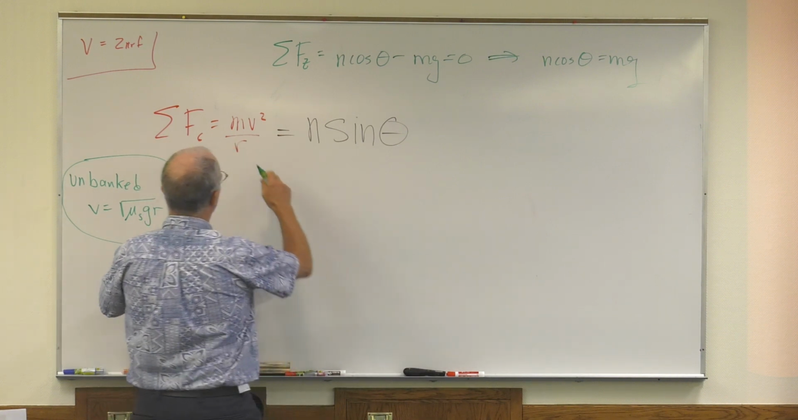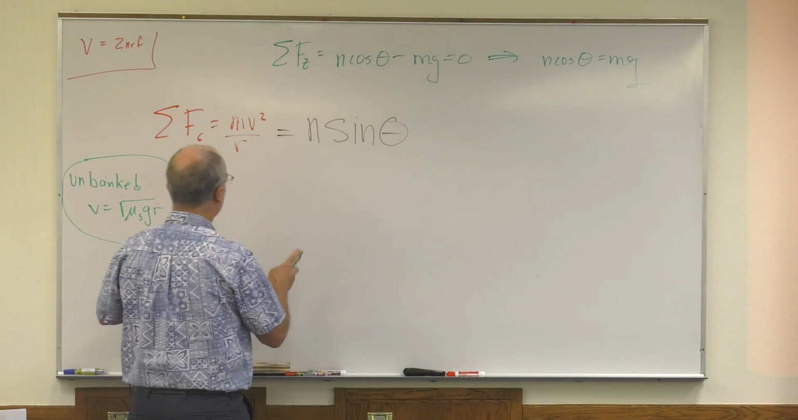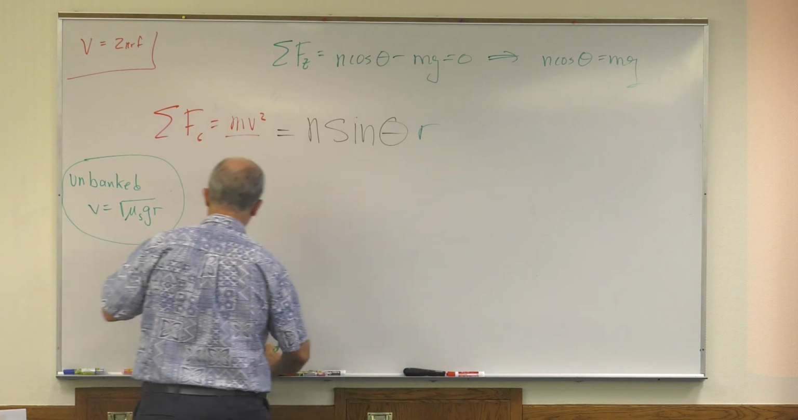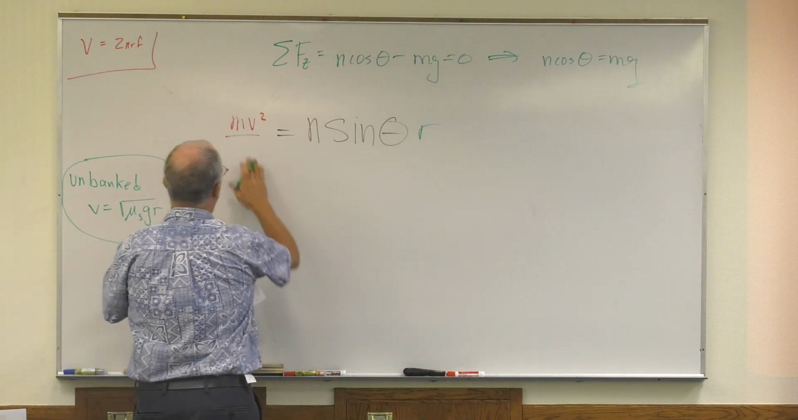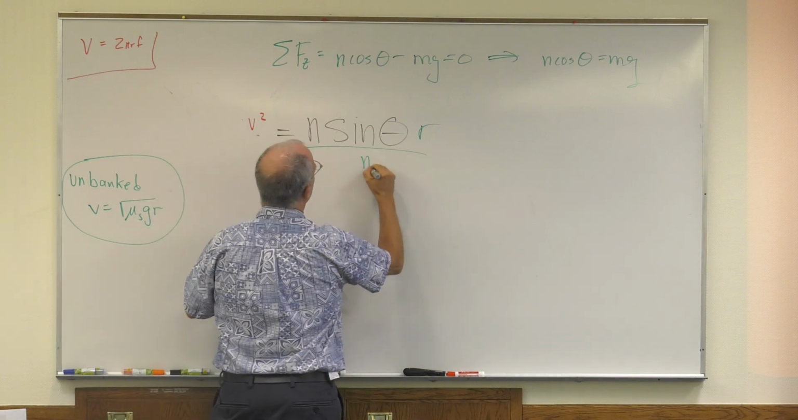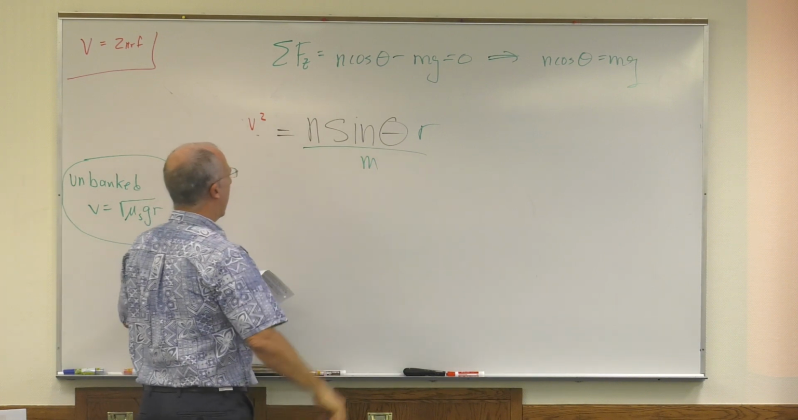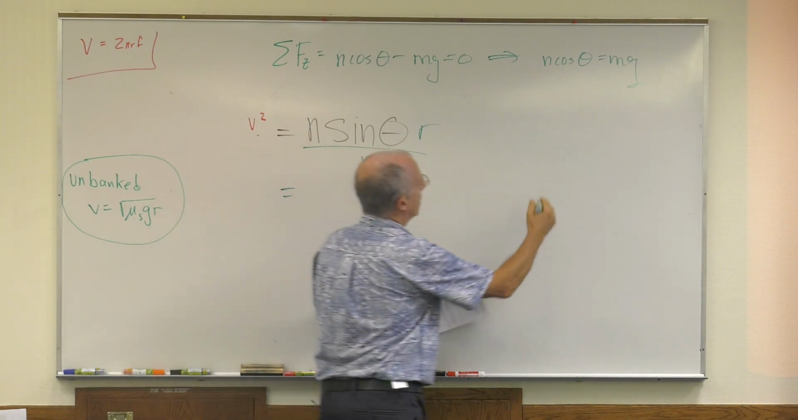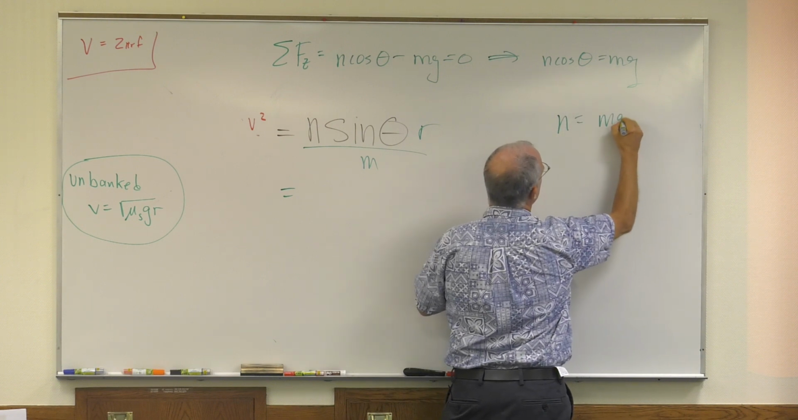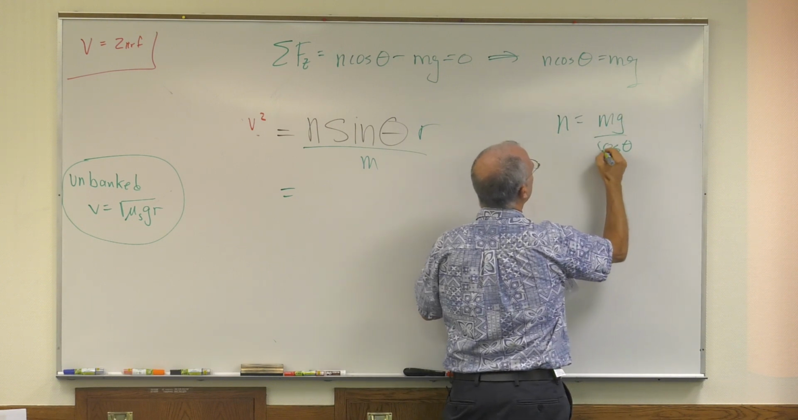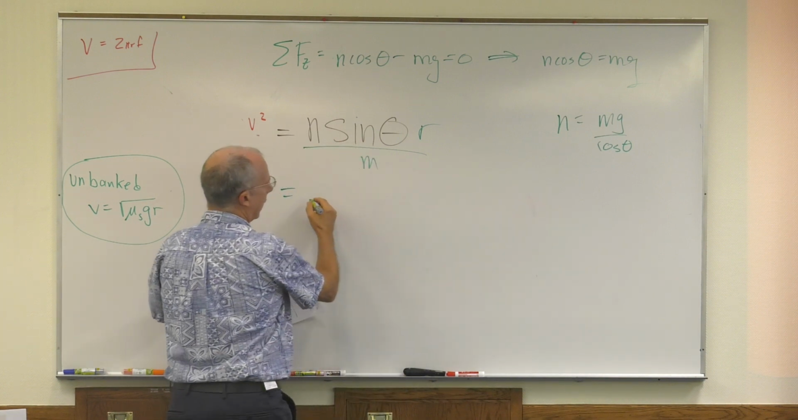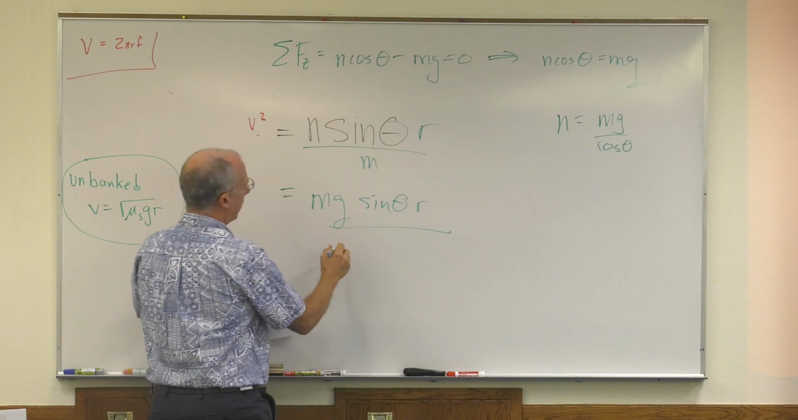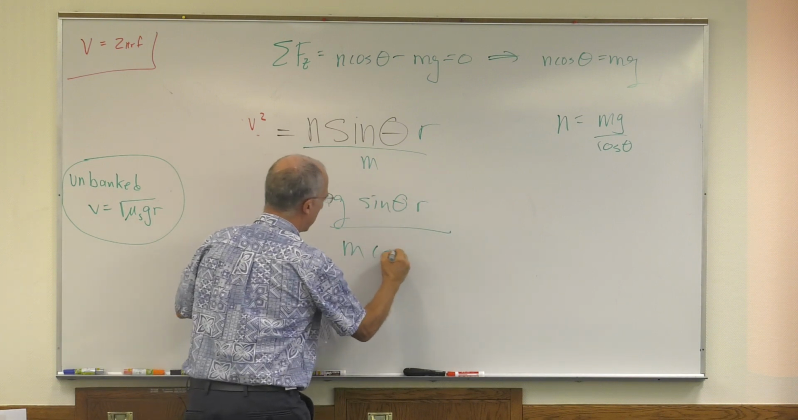So let's see. Solve for velocity. Multiply both sides by r. Divide both sides by m. Let's leave it at that. And now we've got to substitute for n. So n equals mg over cos theta. We plug that in. So we have mg sine theta r, and then we have m on the bottom, but we also have a cosine theta on the bottom.